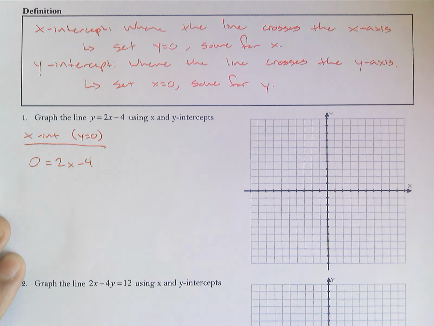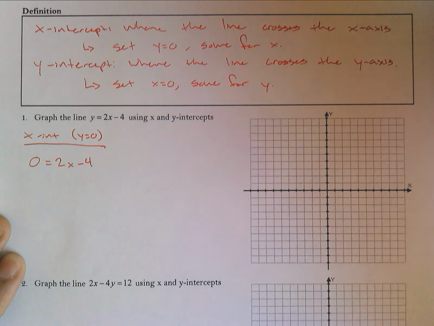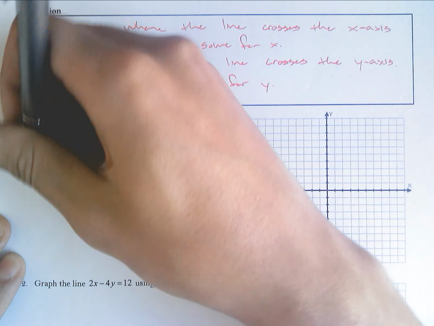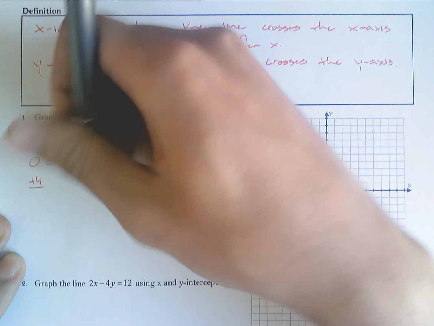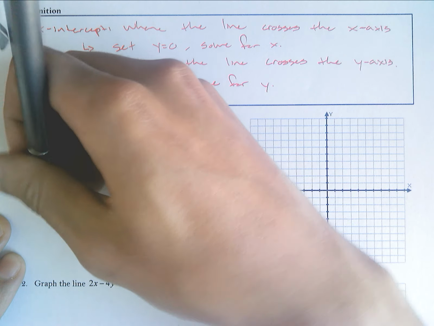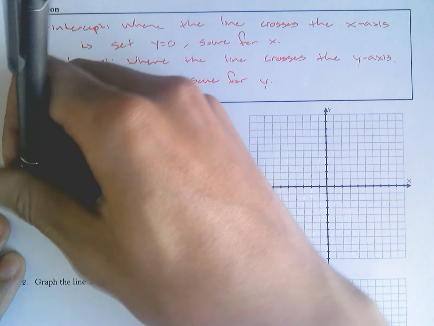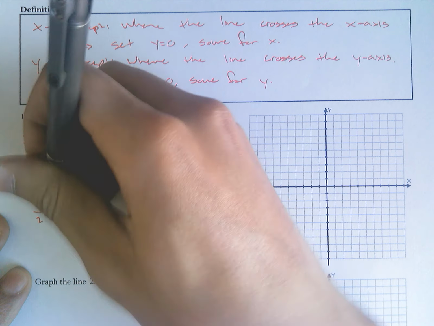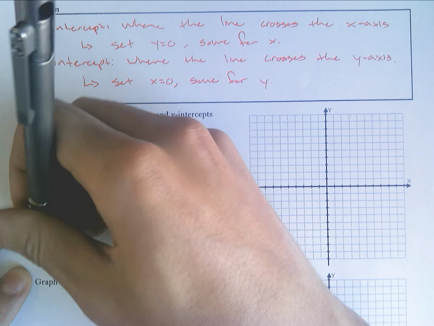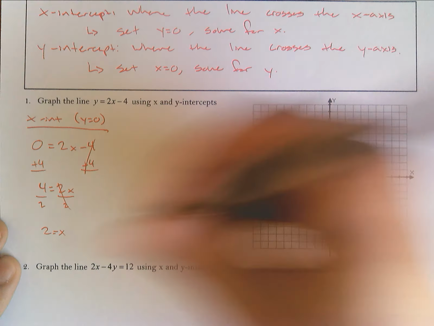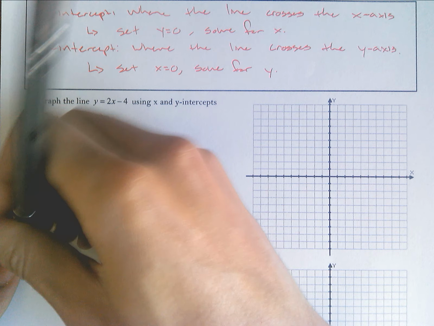Everywhere we see y, we're going to plug in 0. To solve for x, we add 4 to both sides, and we have 4 equals 2x. And then our last step, we divide by 2. So we have x equals 2. As an ordered pair, our x-intercept is (2, 0).